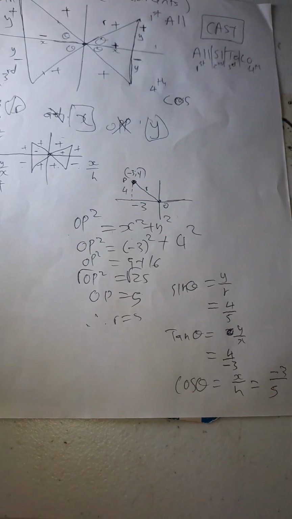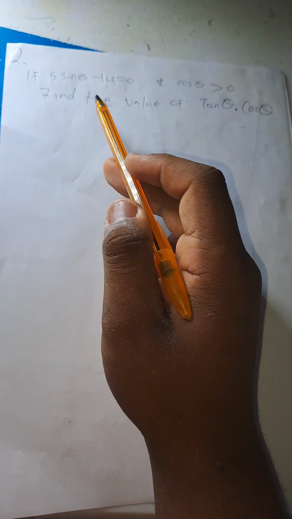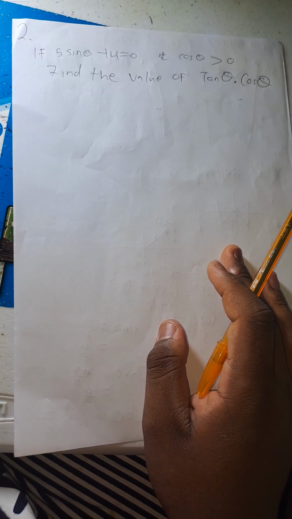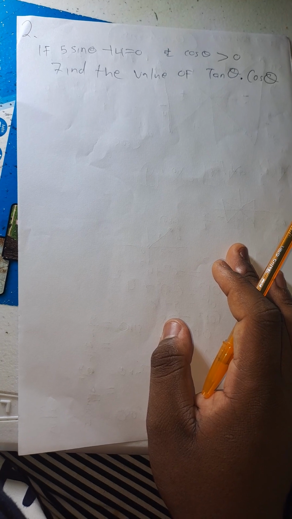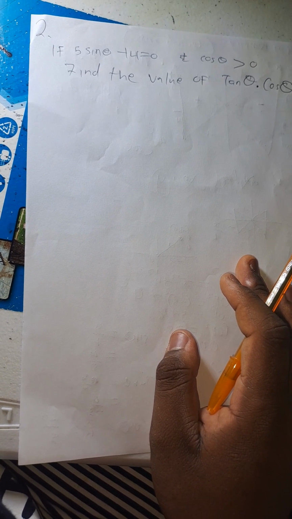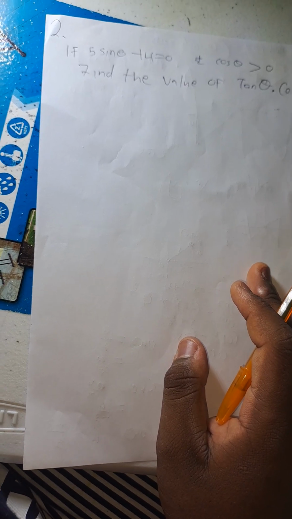Okay, so let me check the last one. So this is the last one. If they're saying 5 sine theta plus 4 is equal to 0 and cos theta is greater than 0, find the value of tan theta times cos theta. So let me show you something. They want the value of tan theta and cos theta, and they are saying cos theta is greater than 0, and now they are saying tan theta.